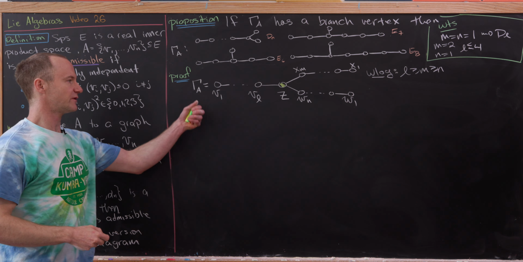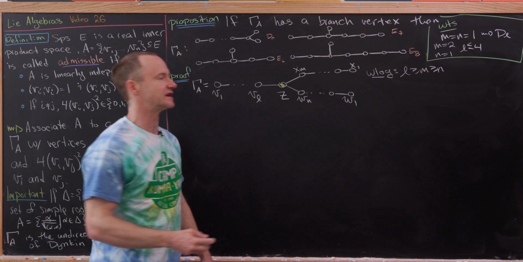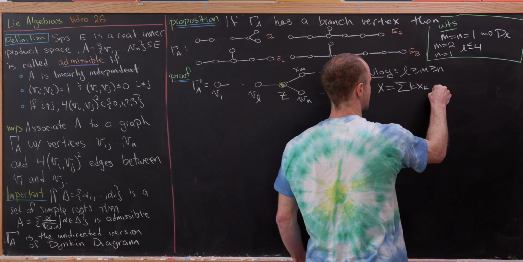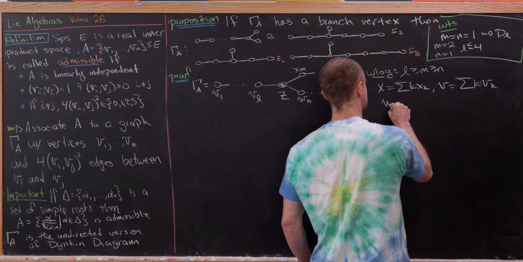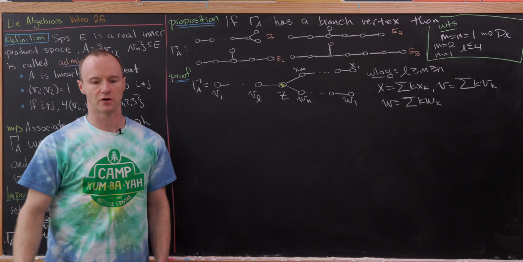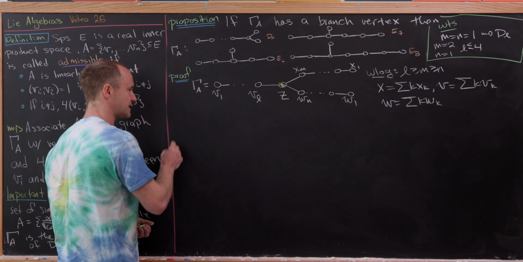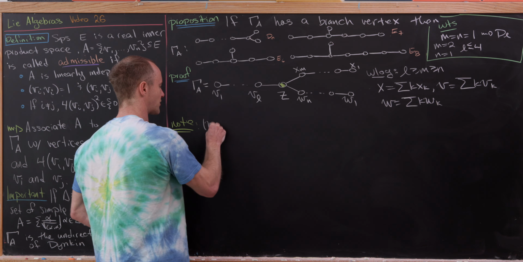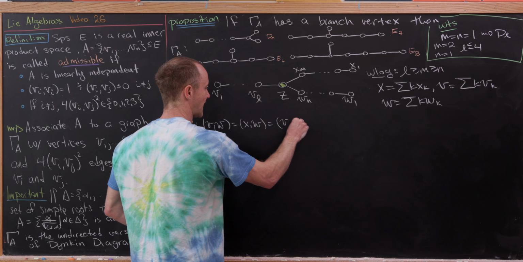Okay, so now that we've got our general shape of our graph, let's define some weighted vectors just as we did before. So let's define x to be the sum of all k times xk, v to be the sum of all k times vk, and then w to be the sum of all k times wk, where k is ranging over the appropriate values depending on how many vertices of that type we have. And now let's notice something that's a bit different than what we had in the last case, and that is if we take the inner product of v with w, or x with w, or v with x, we'll get 0.